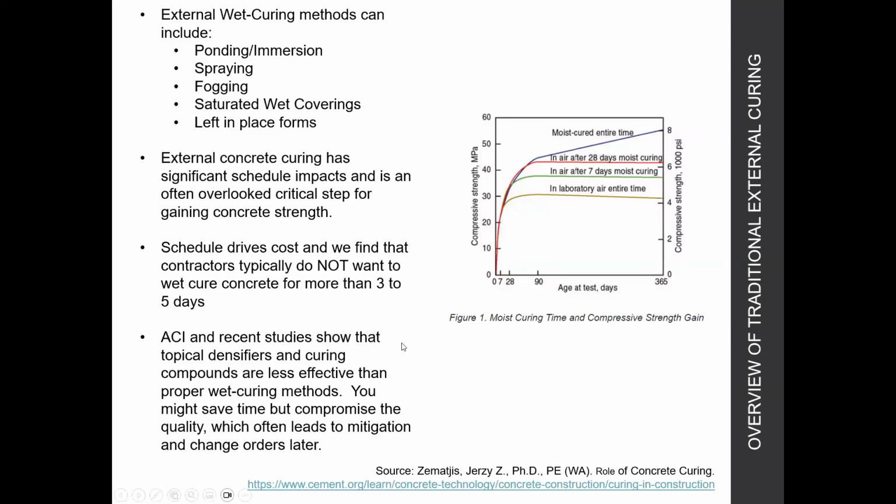And so contractors are just raring to go and get the curing done with so they can move on with the next steps. ACI's recent studies show topical densifiers and curing compounds are less effective than proper wet curing methods. So you might save time but compromise the quality, which can lead to mitigation and change orders later.